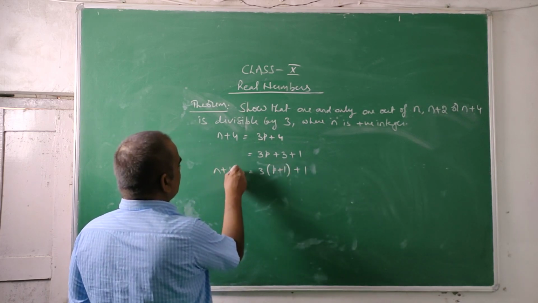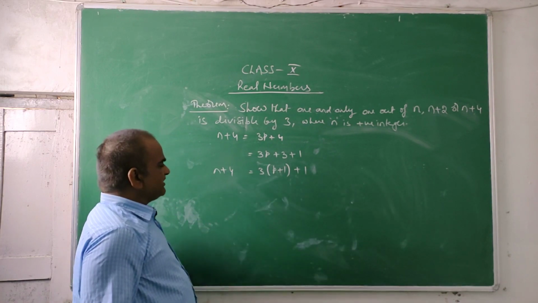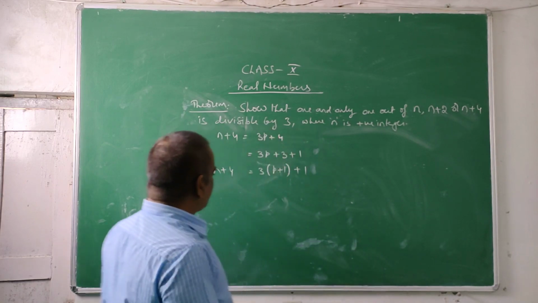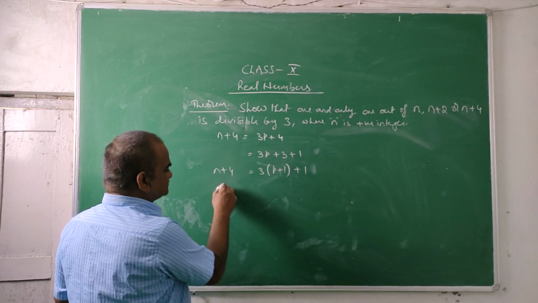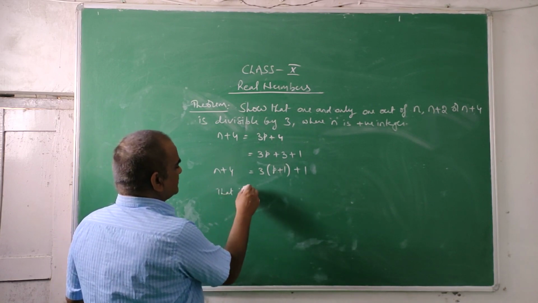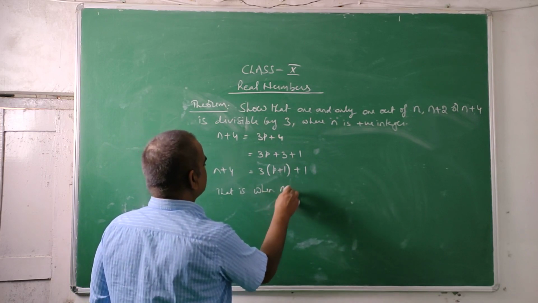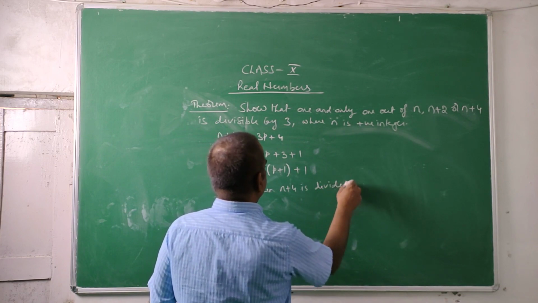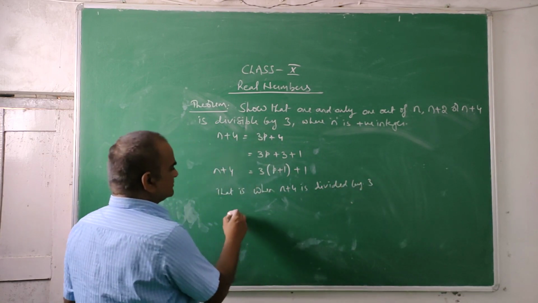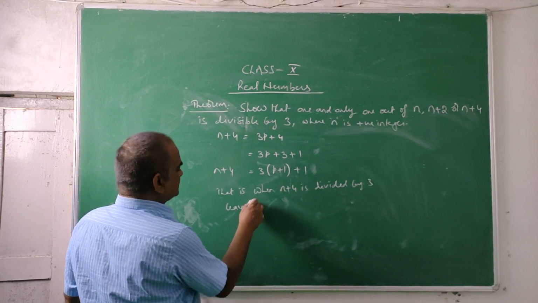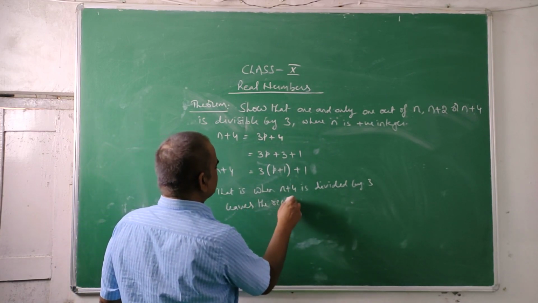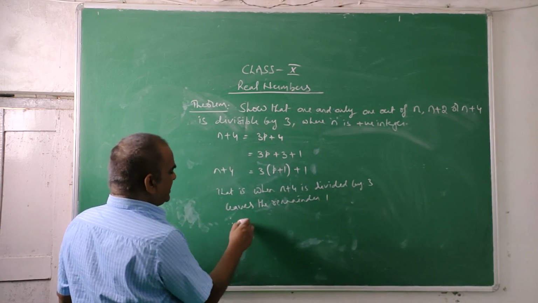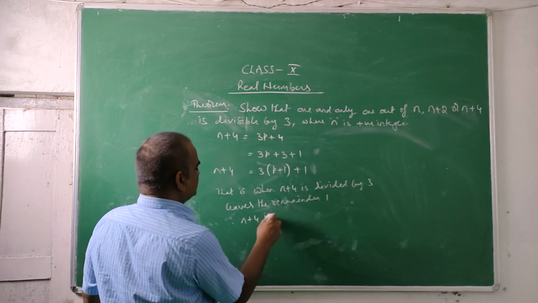So what information is this equation giving if you use Euclid's division lemma? It is giving you the information that when n plus 4 is divided by 3, it leaves the remainder 1. Therefore, when you are getting some remainder, what does it mean? n plus 4 is not divisible by 3.